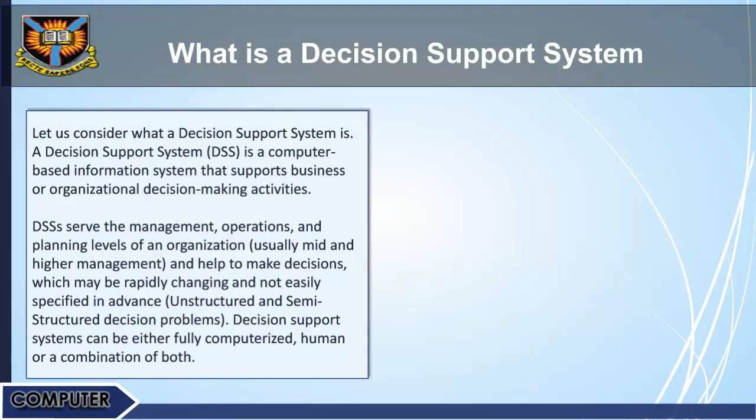What is a decision support system? Let us consider what a decision support system is. A decision support system, DSS, is a computer-based information system that supports business or organizational decision-making activities.